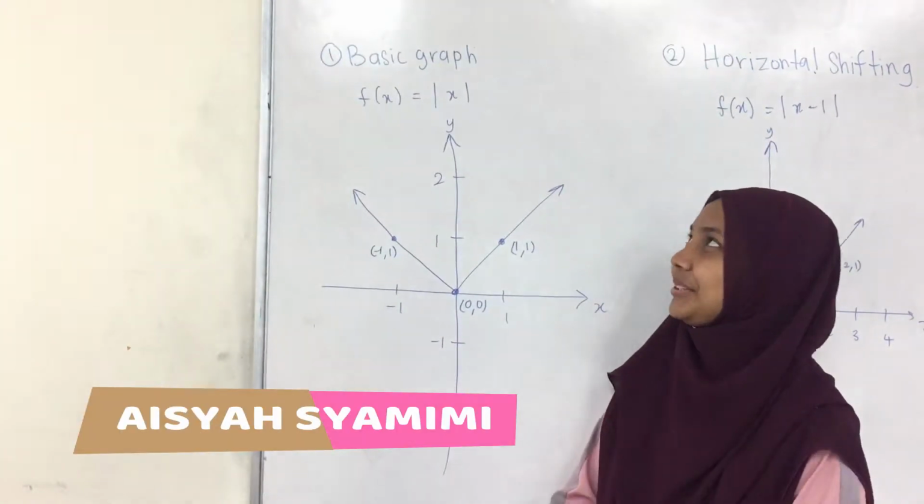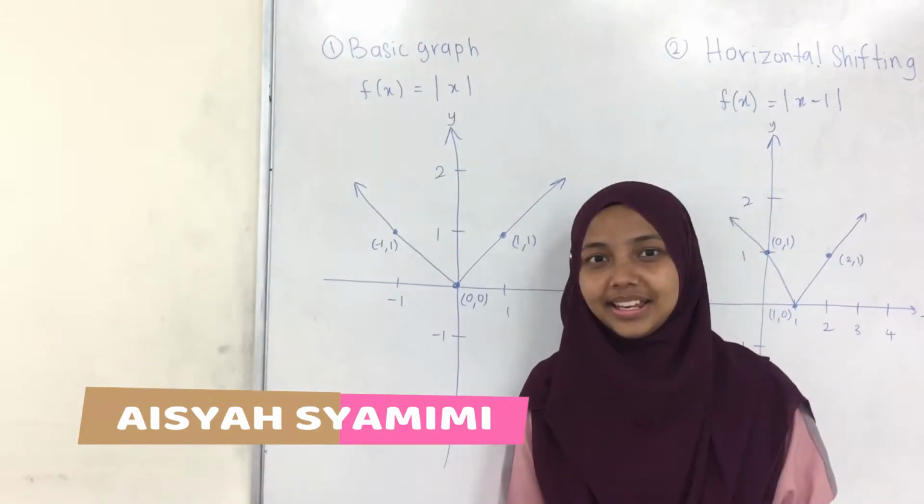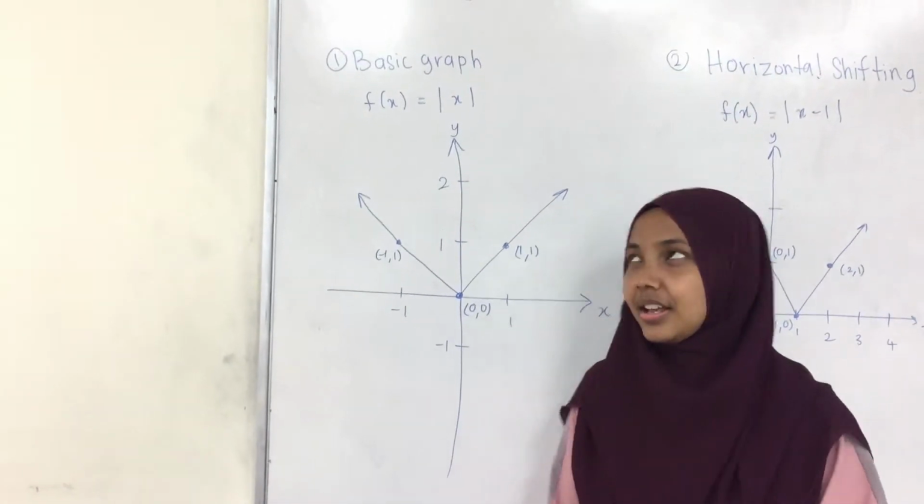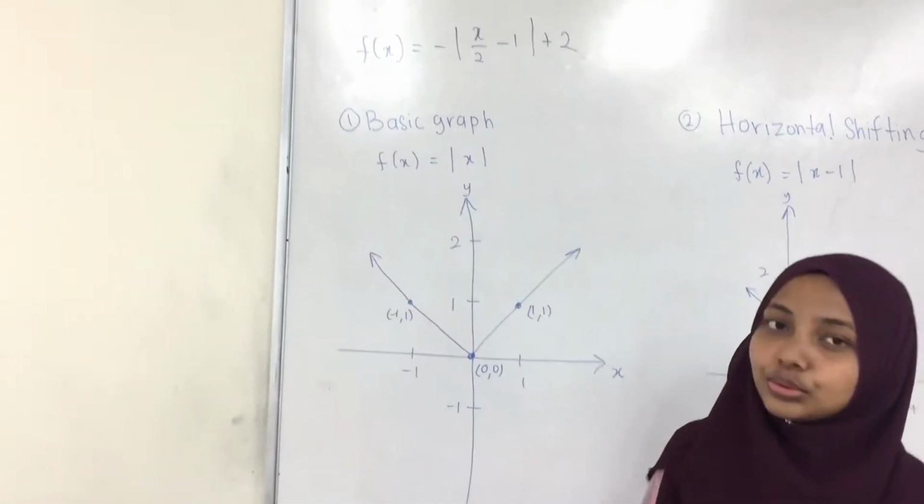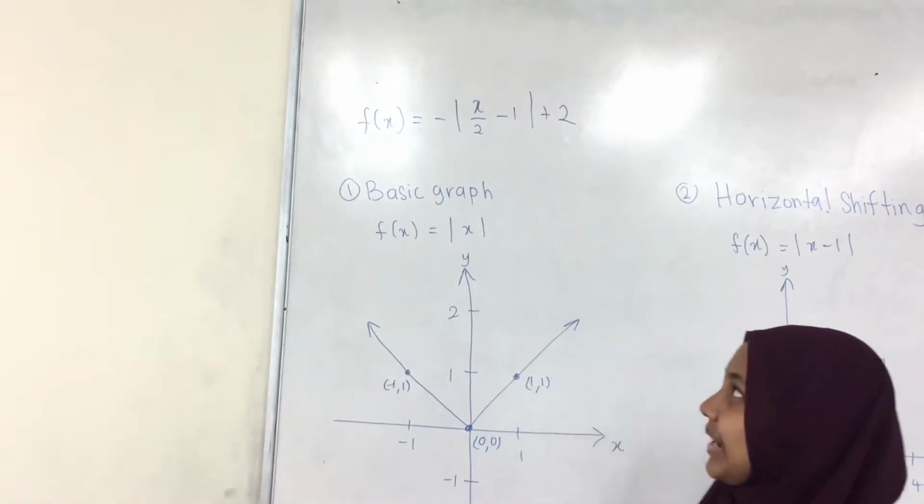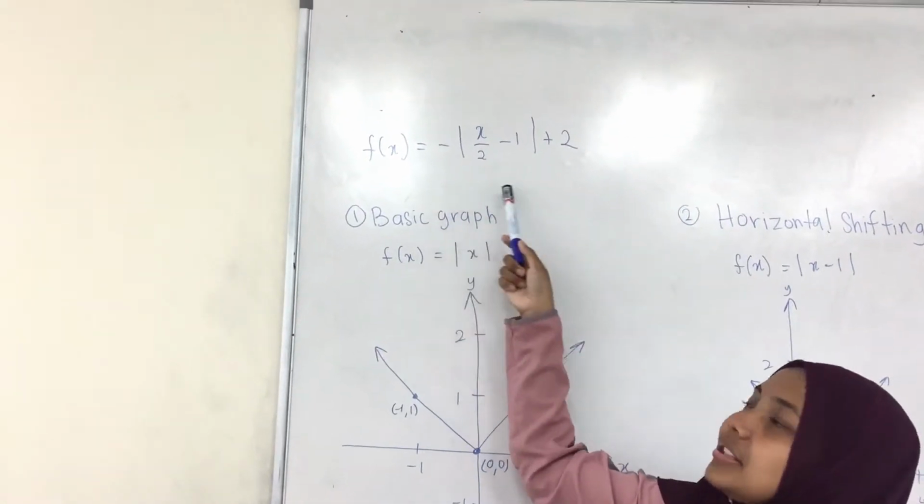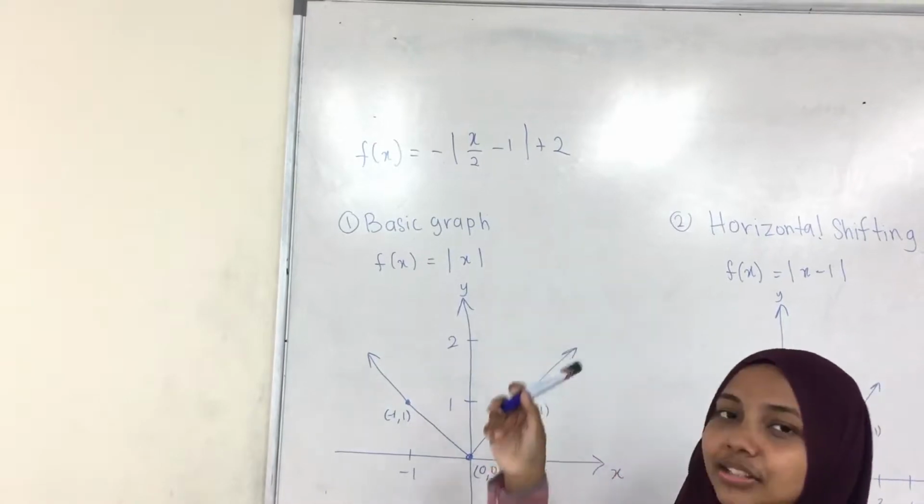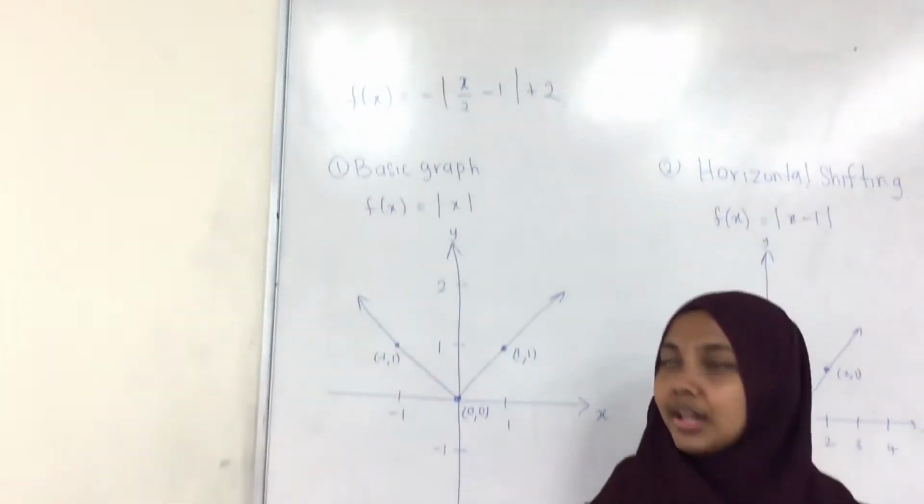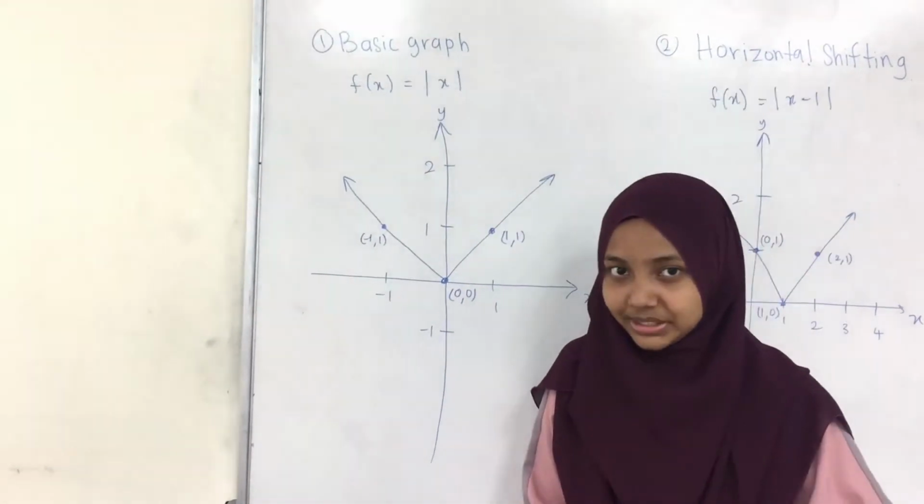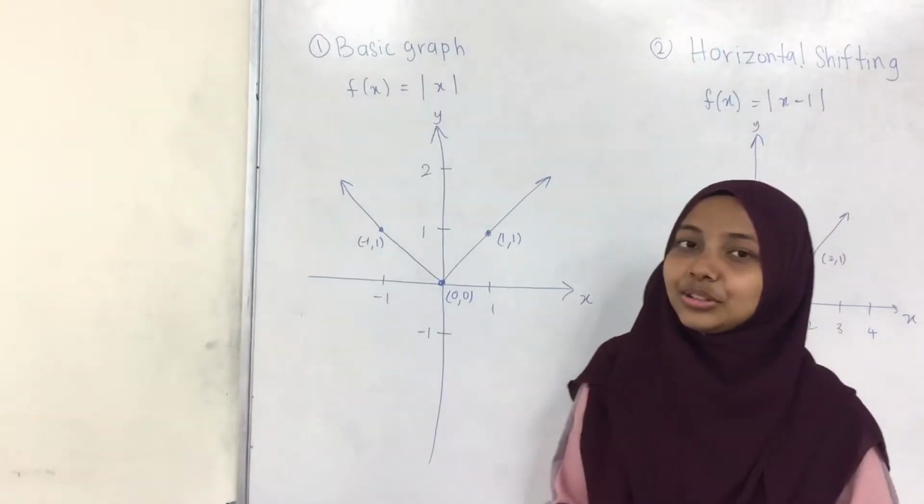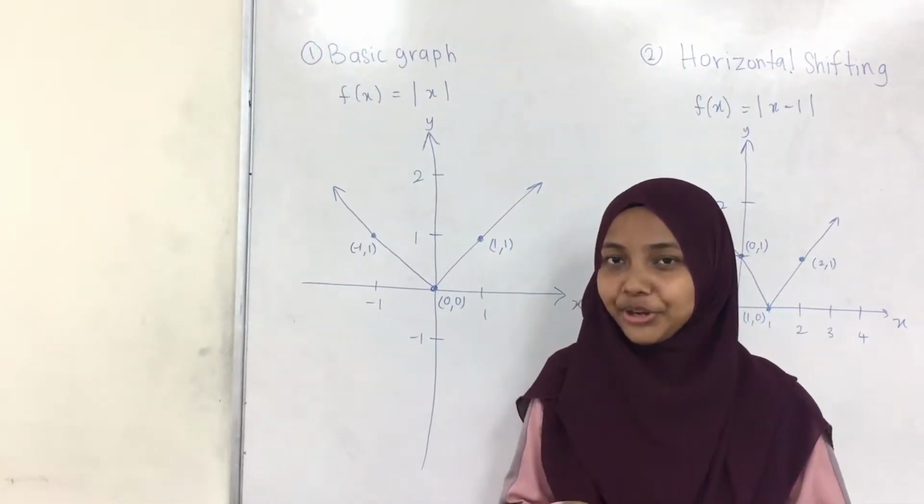Okay, I'm going to solve the question in set A, question 3B. The question asks us to sketch a graph of the function f(x) equal to negative modulus of x over 2 minus 1, plus 2, by using the transformation method, and we need to have at least 1 point on the graph.